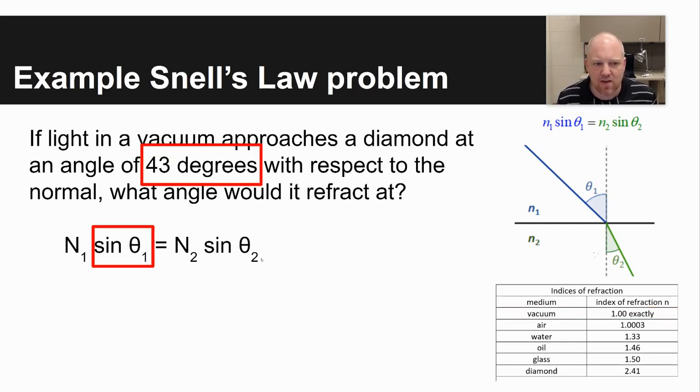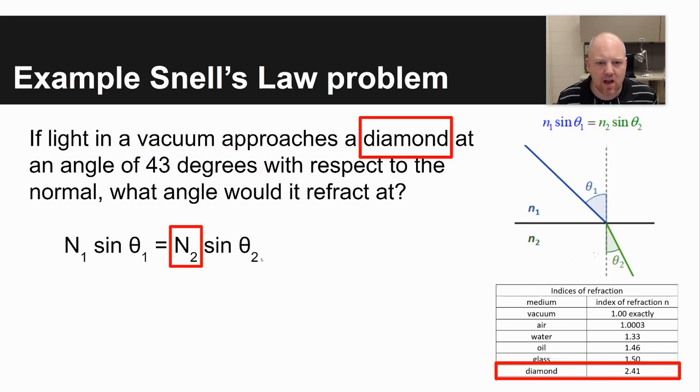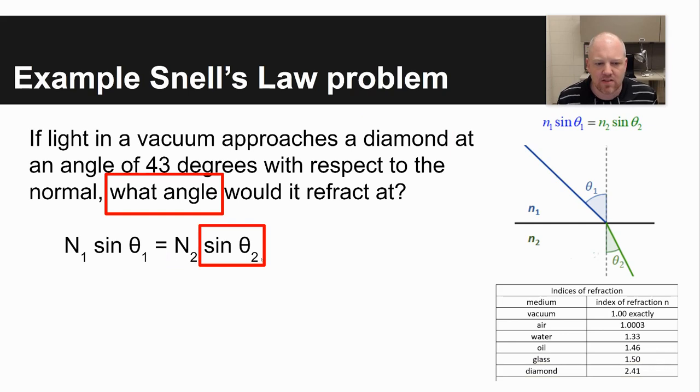The second thing that we're given here is the angle as light approaches a new substance, 43 degrees. We are given that it approaches a diamond. Again, you can look at the table in the bottom right-hand corner, and it says the index of refraction of a diamond is 2.41. The only thing we don't know is angle 2, and that's what we're solving for here.